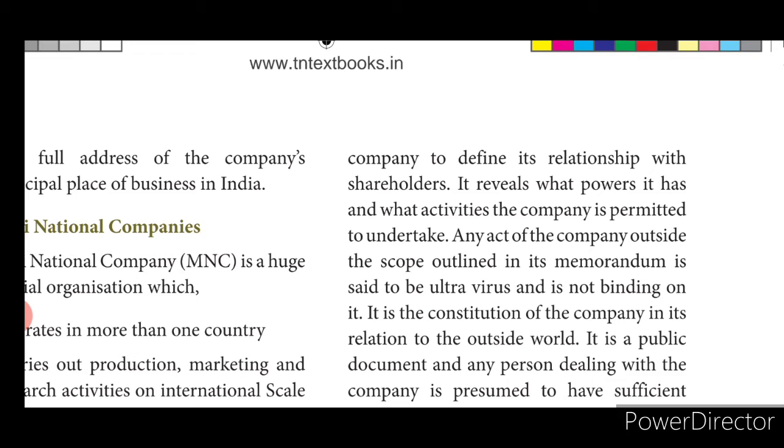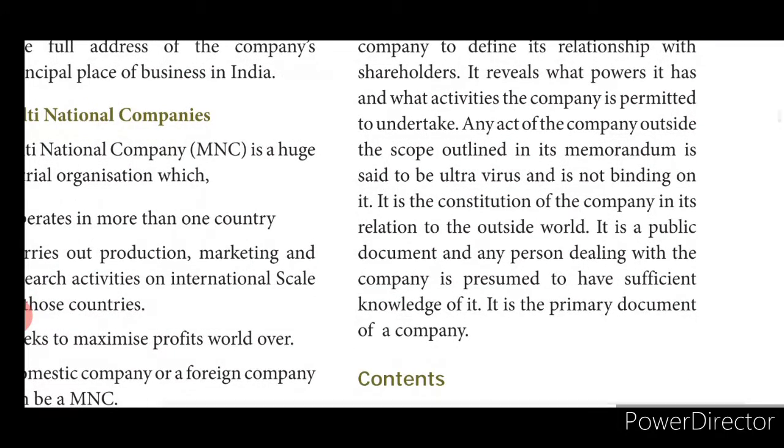Any act of the company outside the scope outlined in its memorandum is said to be ultra vires and it is not binding on it. It is the constitution of the company in its relation to the outside world. It is a public document, and any person dealing with a company is presumed to have sufficient knowledge of it.